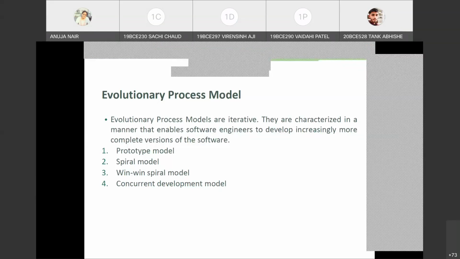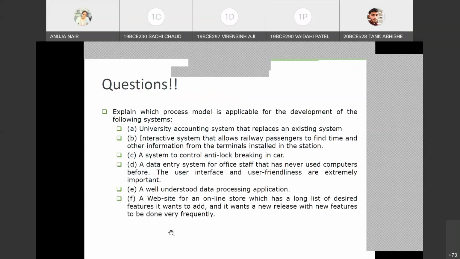Okay, so the task that I'm going to give today is these questions. There are 6 questions over here. What I want you to do is read the question carefully. You need to tell me which process model is best suited for every scenario. So this is a scenario: University accounting system that replaces an existing system. According to you, which process model is best suited for this first point and why? Justification is required. So what will you do in justification?